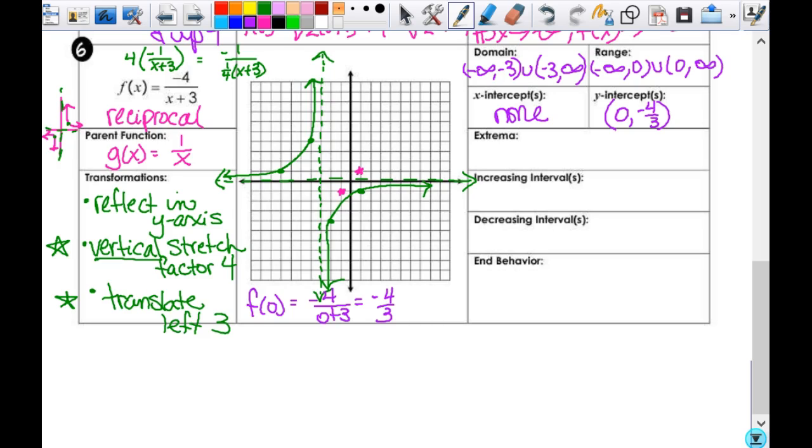Any max, mins, or points of inflection? No, so we have none. Am I increasing anywhere? Yes, so I'm increasing from negative infinity to negative 3. Then what? Am I increasing any more? Good, from negative 3 to infinity. And then I put a union here, right?